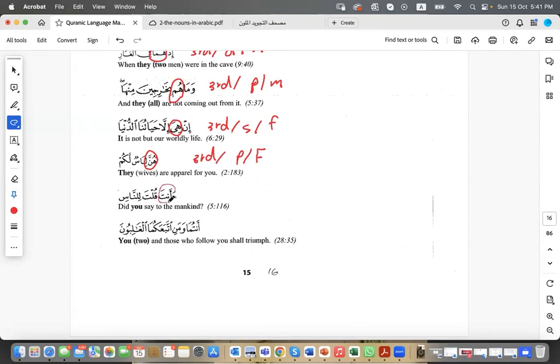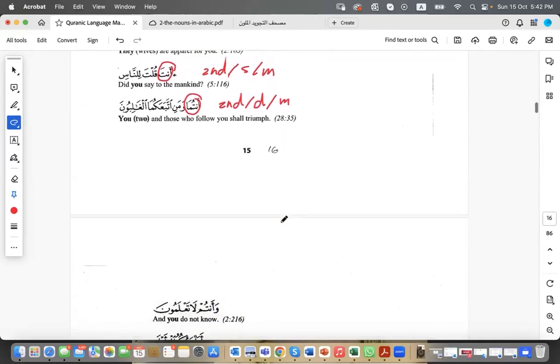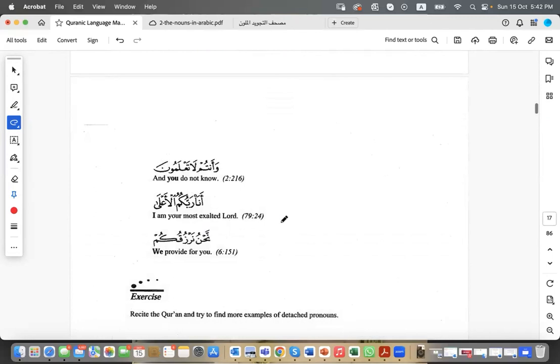قلت للناس. أنت is second person, singular and masculine. أنتما ومن اتبعكما الغالبون. It's second person dual, masculine, or it can also be feminine, as we have explained. أنتم is second person plural, masculine or mixed gender.